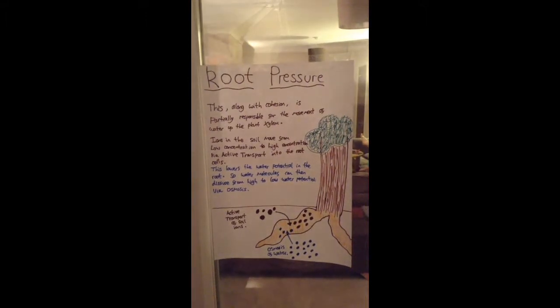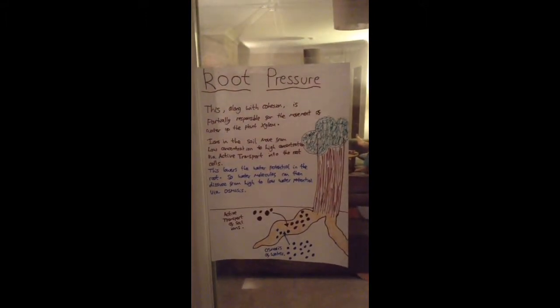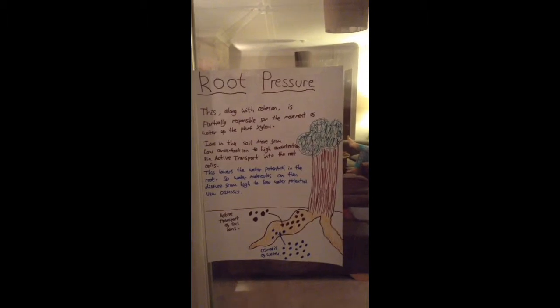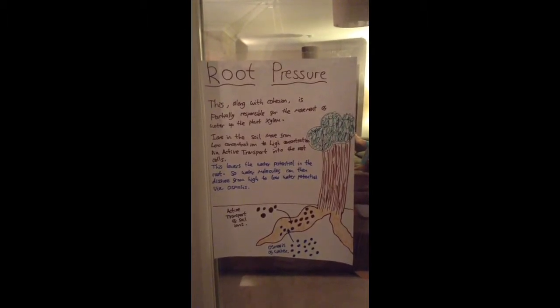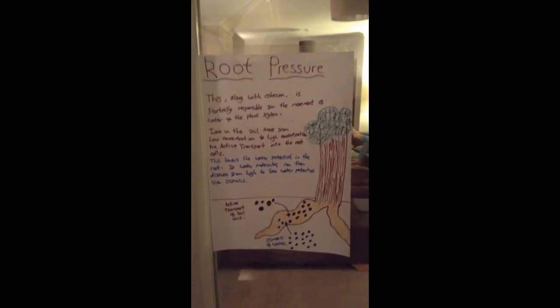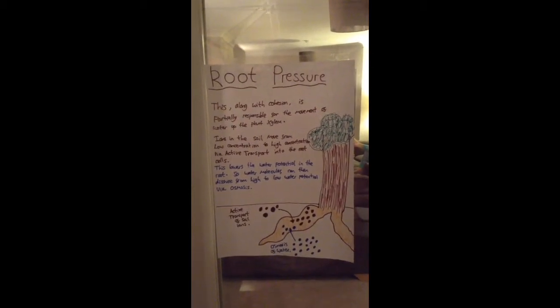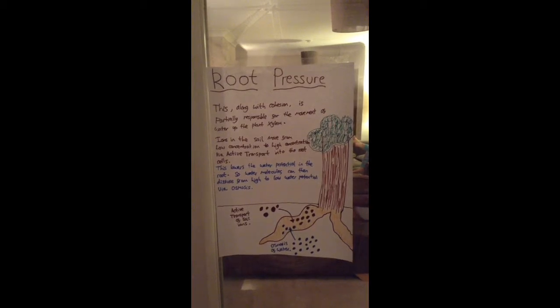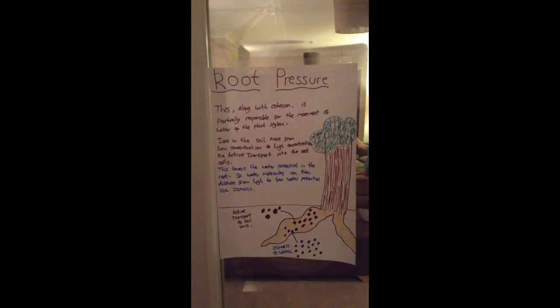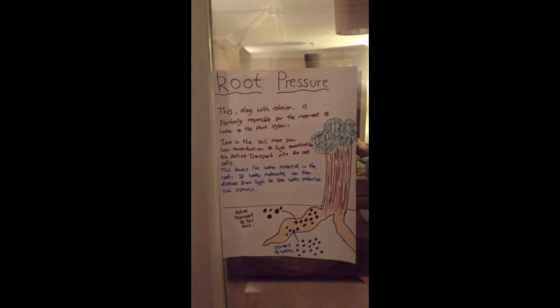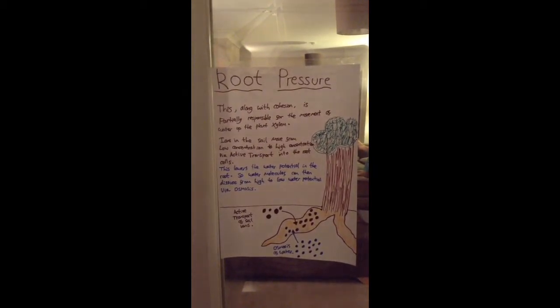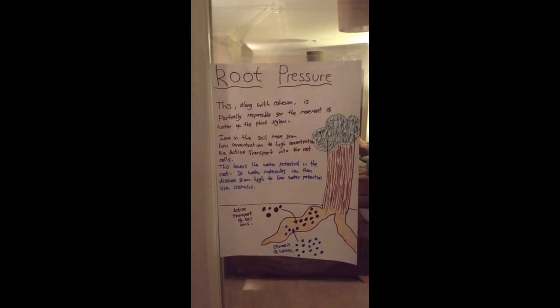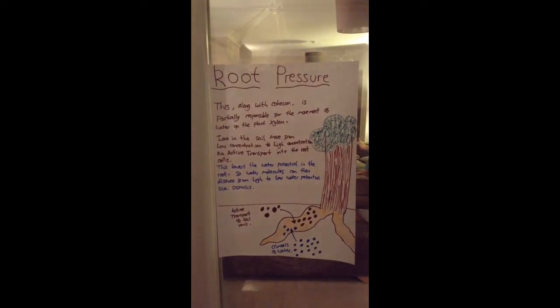This is a video on root pressure and mass flow, and you need to know about this for AS level biology. So we'll start with root pressure. This, along with cohesion, which I'll talk about in a little while, is partially responsible for the movement of water up the plant xylem. So this is all about the movement of water throughout a plant, and I'm going to start by talking about root pressure, which is how you actually get the water into the roots in the first place.